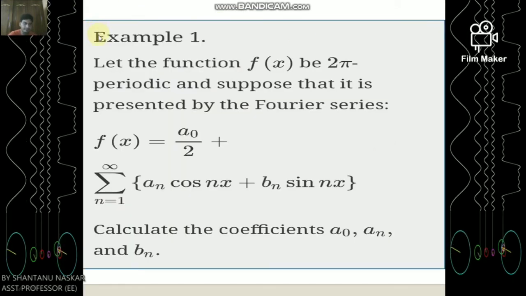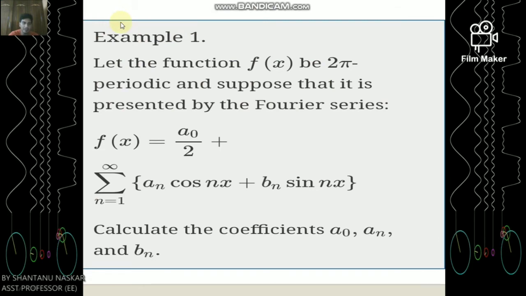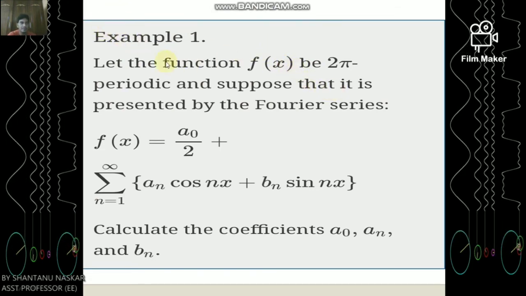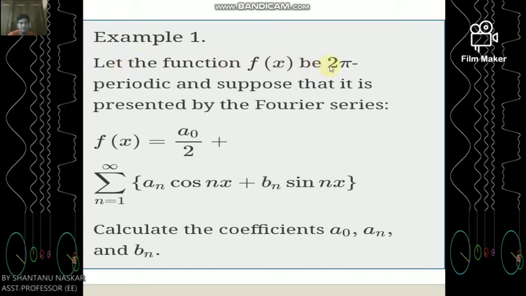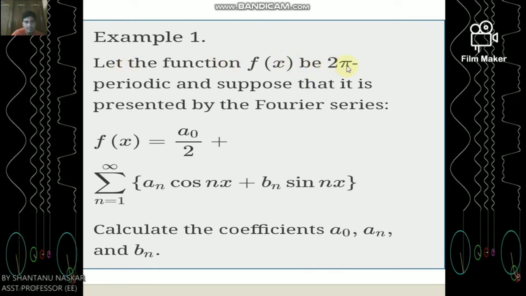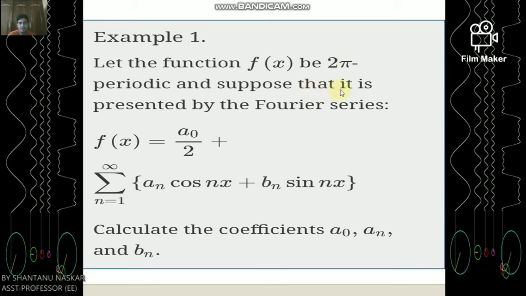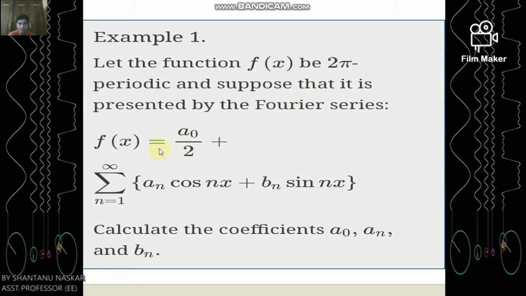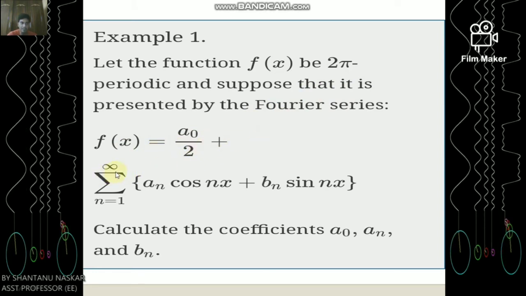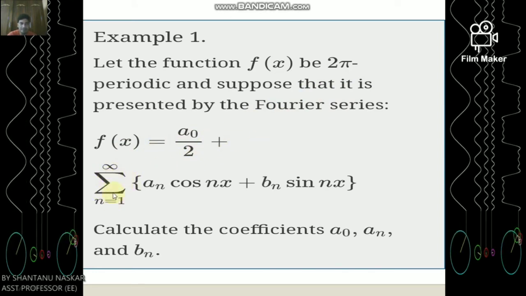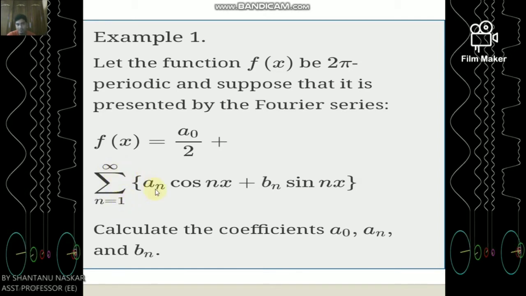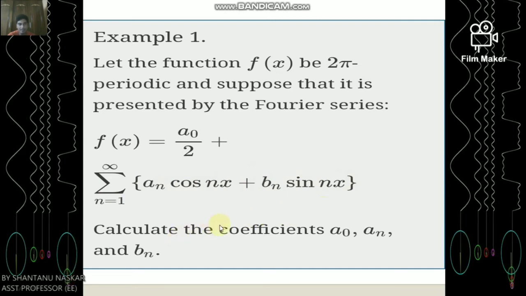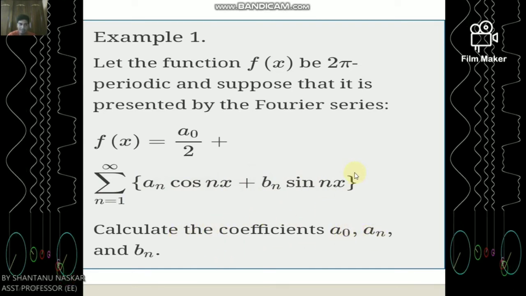Now here I will discuss an example mathematics of Fourier series. So let the function f(x) be 2 pi periodic, and suppose that it is represented by the Fourier series f(x) = a0 by 2 + summation n = 1 to infinity of (an cos nx + bn sin nx), and calculate the coefficients a0, an, and bn.